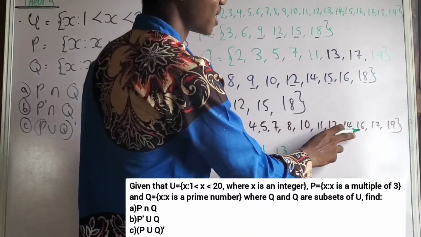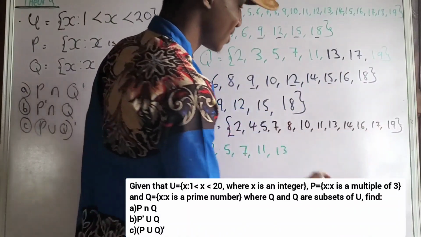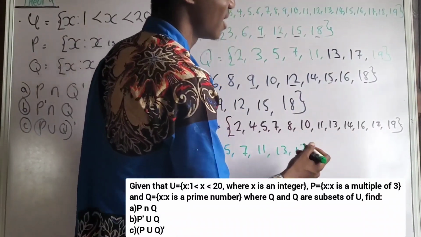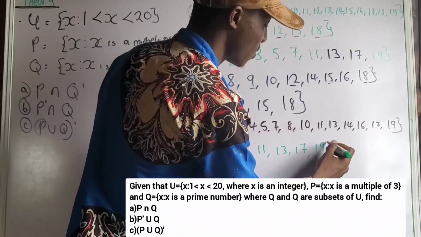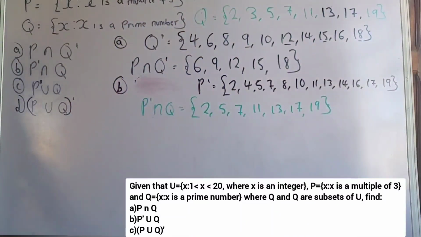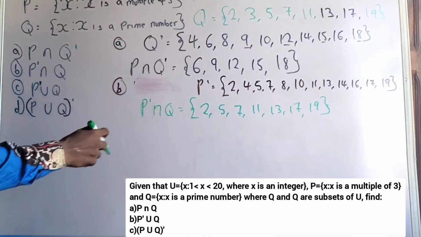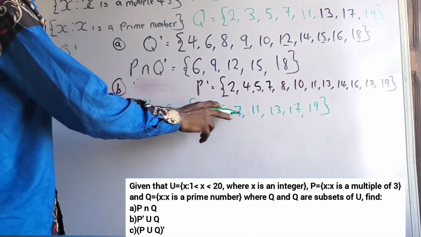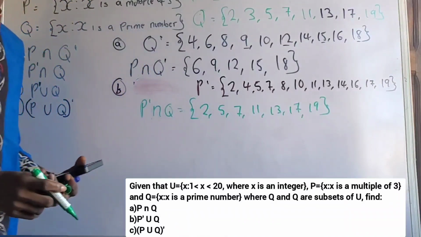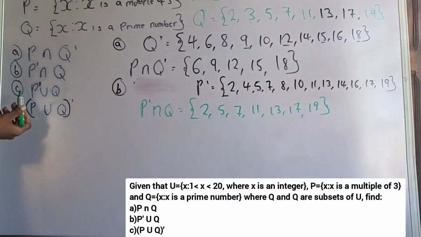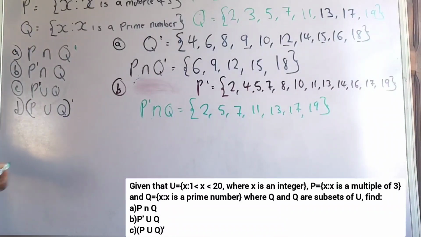Okay. What of 16? 16 is not common. 17, oh, 17 is common. So let us put 17. Okay. What of 19? 19 is also common. So P complement intersection Q are 2, 5, 7, 11, 13, 17, and 19. Okay. The next question under that question is this: P complement union Q.